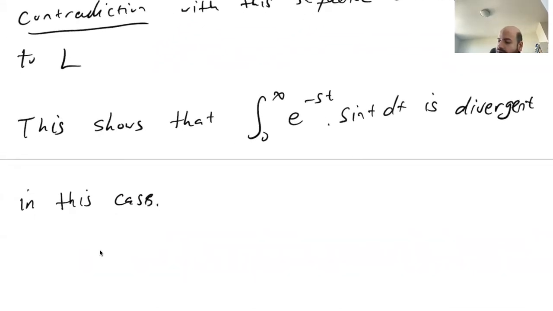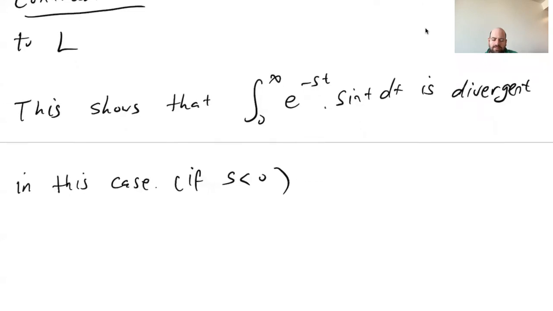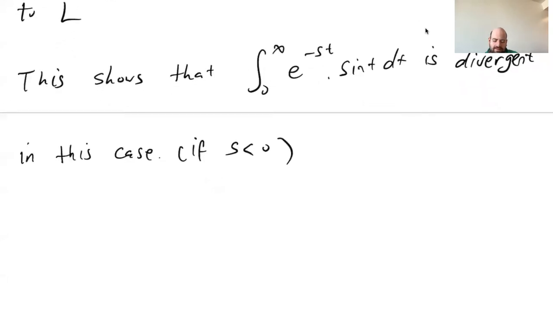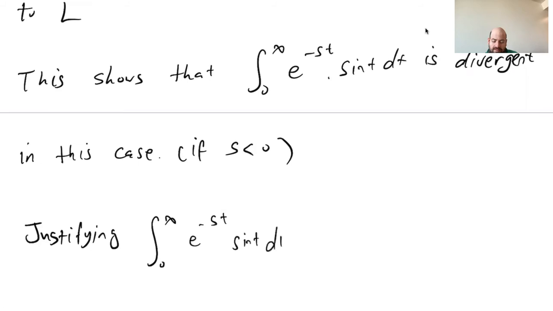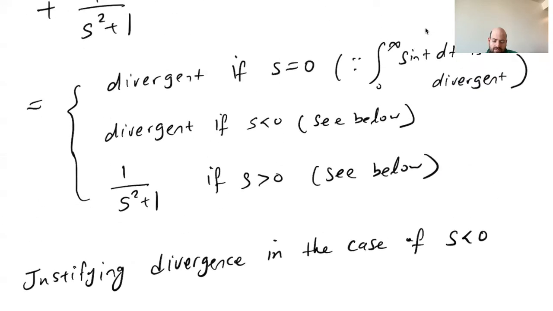I mean, if s is less than 0, this integral will be divergent. Now, what about if s is bigger than 0? So let's justify that the integral is convergent in that case. So justifying integral 0 to infinity e to power minus st sine t dt is convergent. And we said, if you remember, it's convergent to 1 over s squared plus 1 if s is bigger than 0.